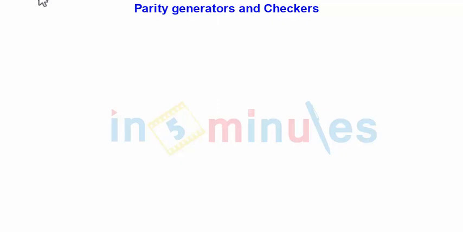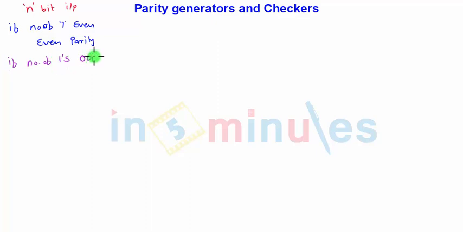In this 5 minutes, we are going to see the parity generators or parity checkers. Before starting with parity generators and checkers, we need to understand what parity is. Parity is nothing but the number of ones. Let us say there is an n bit input. In an n bit input, if the number of ones is even, then it is called even parity, and if the number of ones is odd, then it is called odd parity. So basically there are two important parities, even parity and odd parity.